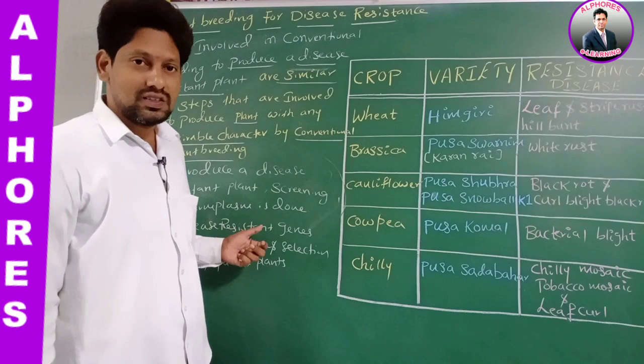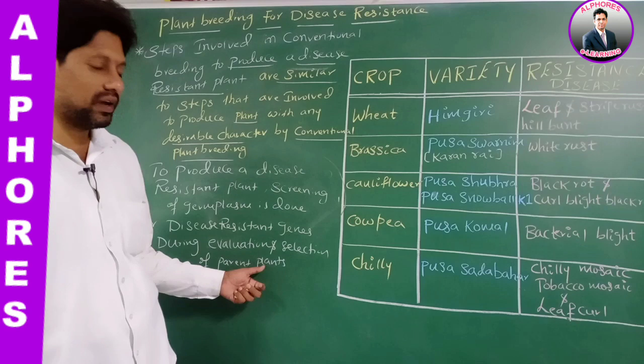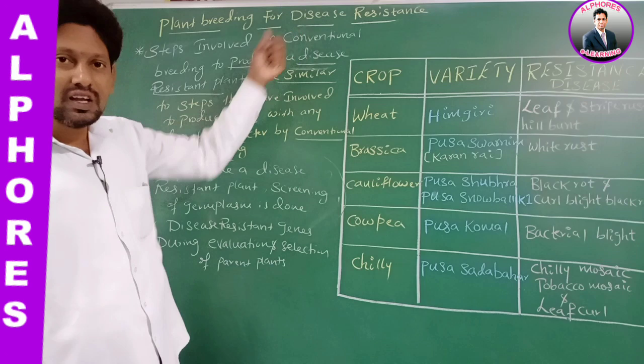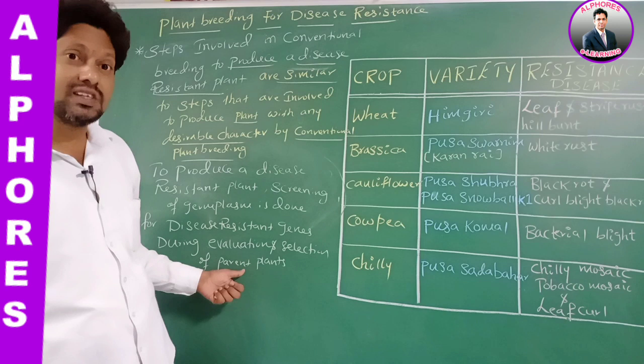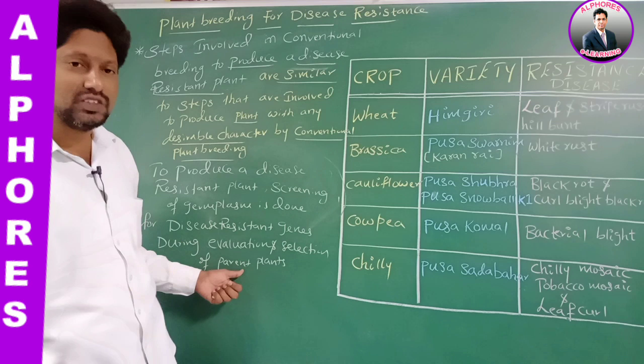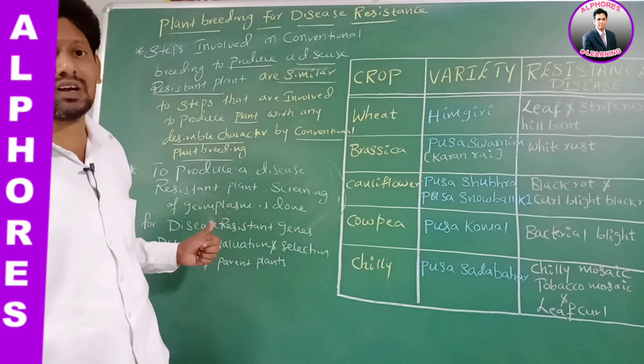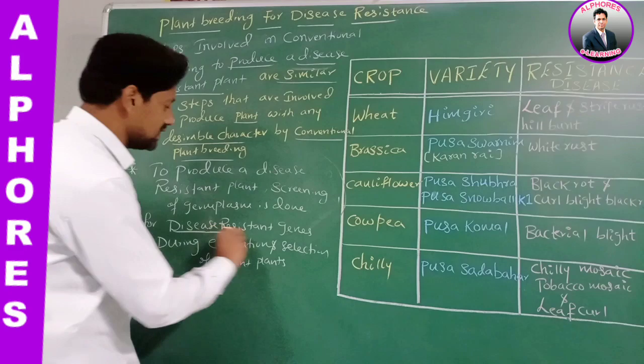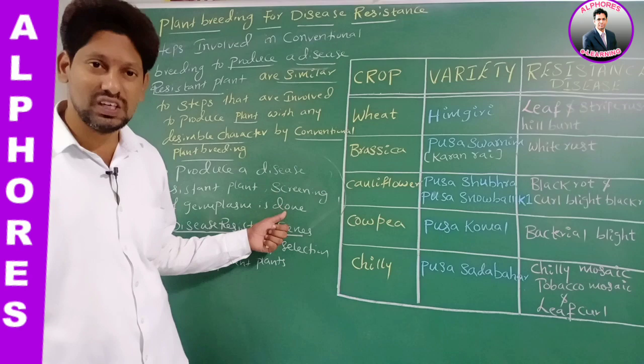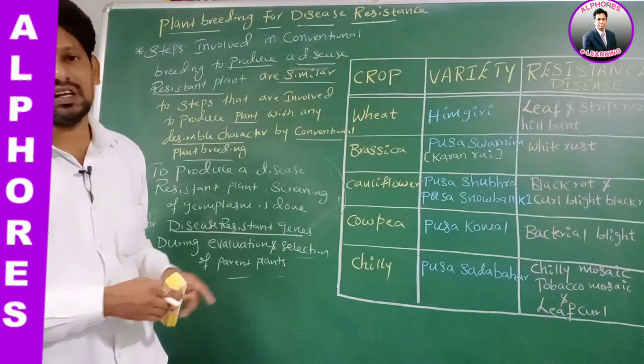What is the second step of conventional plant breeding? Evaluation and selection of parent plants. Here we want to produce a disease resistant plant. It means the parent plants should contain disease resistant genes. So we have to evaluate the plants for disease resistant genes. We are screening the germplasm for disease resistant genes. Once a plant with disease resistant genes is identified, such plants are selected as parent plants. Is this statement clear?